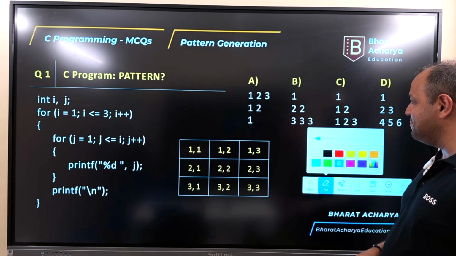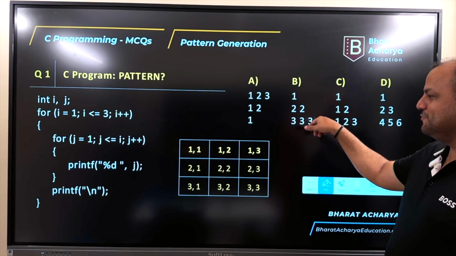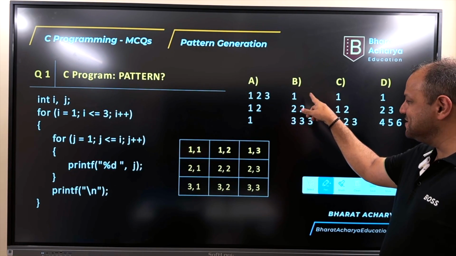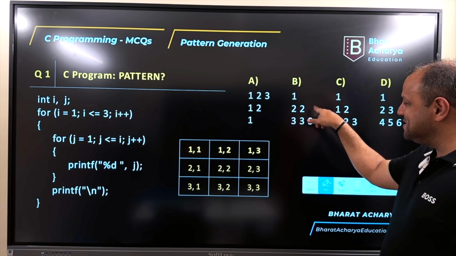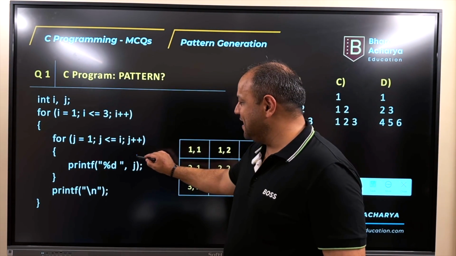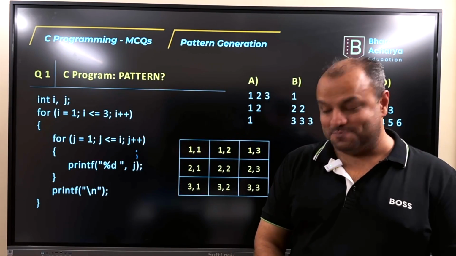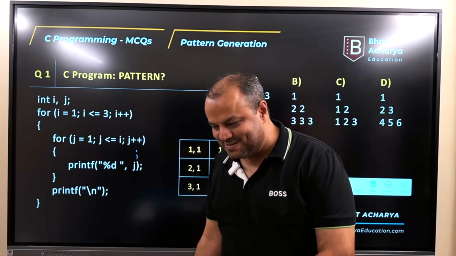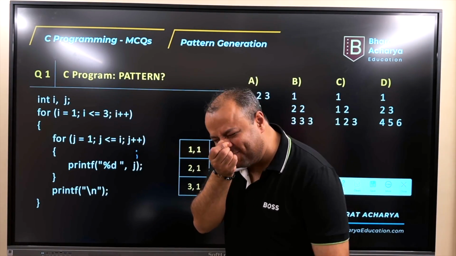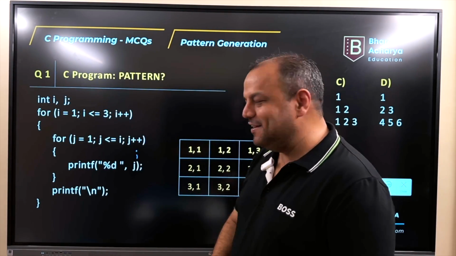In fact, if you are sharp, what is the question for this pattern? Let's reverse the question. What is the question for this pattern? If I had to generate this pattern, I should be writing I over here. See the difference. People mug up questions, mug up answers and go. How can you do that? This is programming. Changing one minute thing gives you a completely different output.